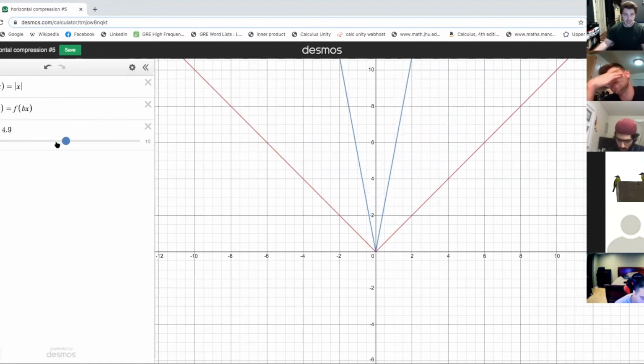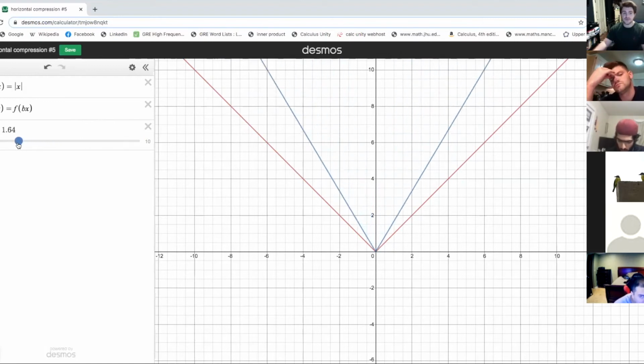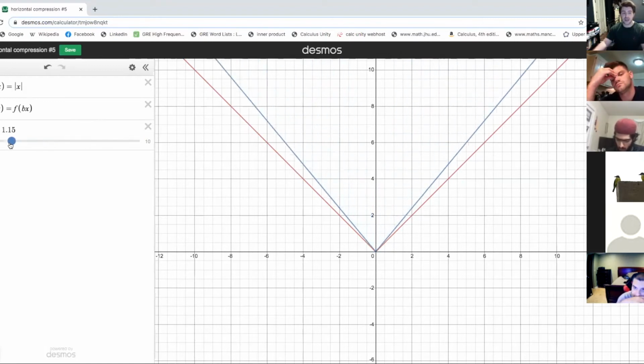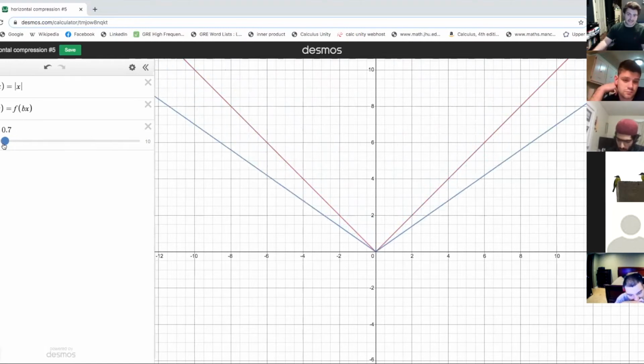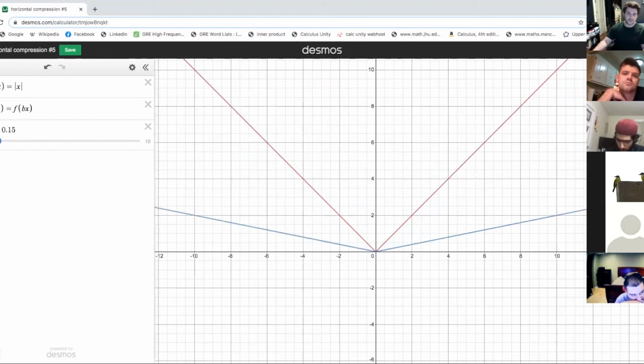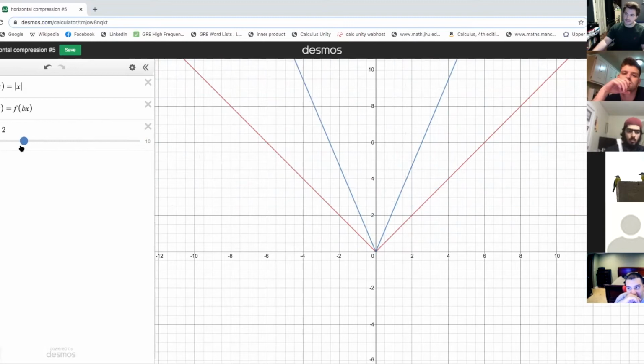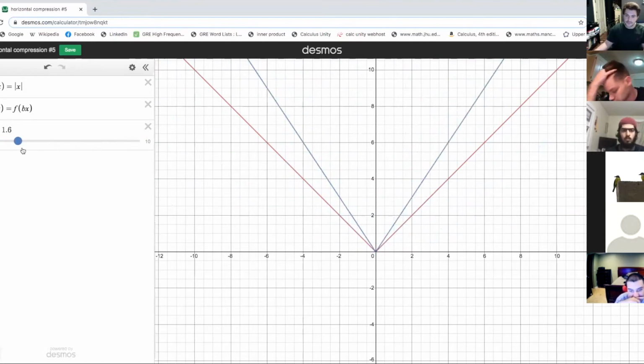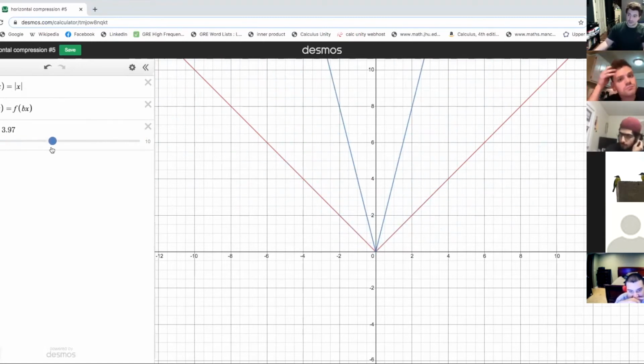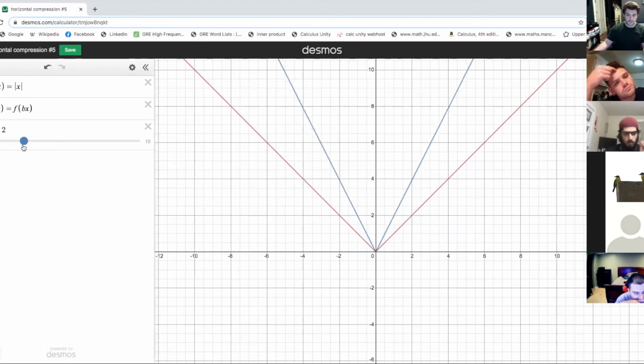Okay? And I wrote also that if b was between 0 and 1, it actually got stretched horizontally. Well, look now as I move to the left, it is getting stretched horizontally. So that's the geometric story there. The y values, let me just make note, are staying the same. It's the x values that are changing here. All right, cool stuff.